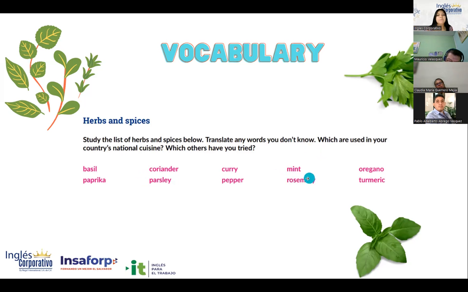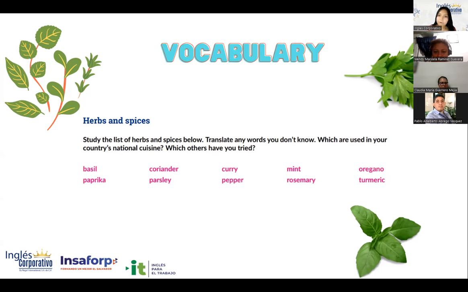Romero, okay, rosemary. People sometimes their name is actually rosemary, right? And actually that in English is romero. What about oregano? Oregano, right? That is oregano. Now turmeric. Turmeric. No. Well, in this case, this one is going to be cúrcuma. Cúrcuma. Yes. Okay. Herbs and spices.